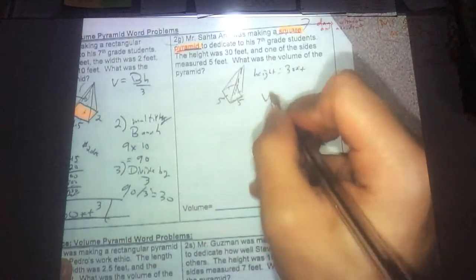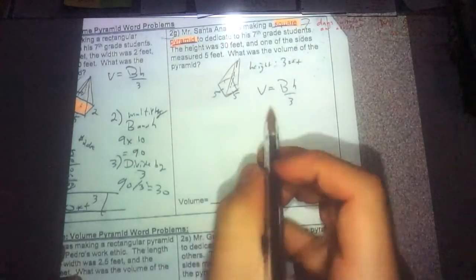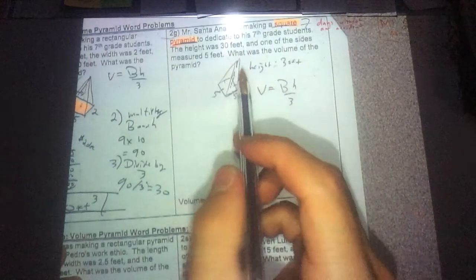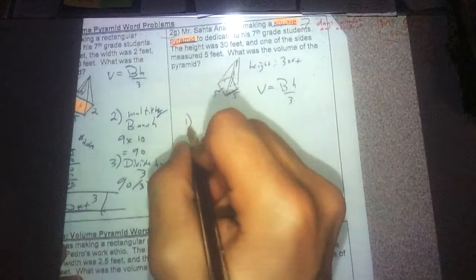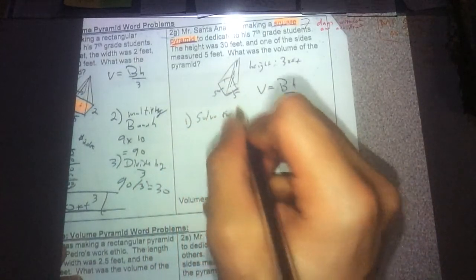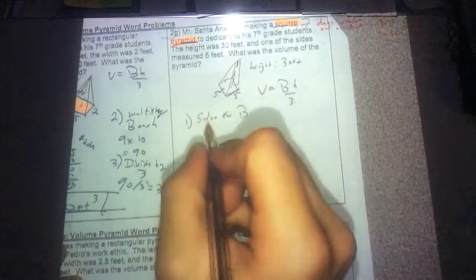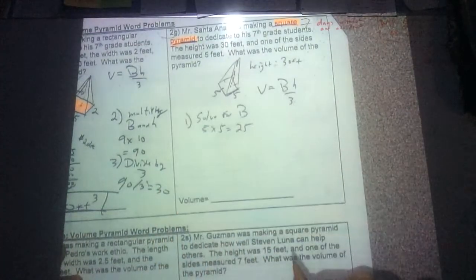So let's write our formula. Volume is equal to big B times height. This is the area of the base times the height of the entire pyramid divided by 3. So the big B, that's our first step. Solve for the area of the base. Solve for B, the big B. So it's going to be 5 times 5 is equal to 25.